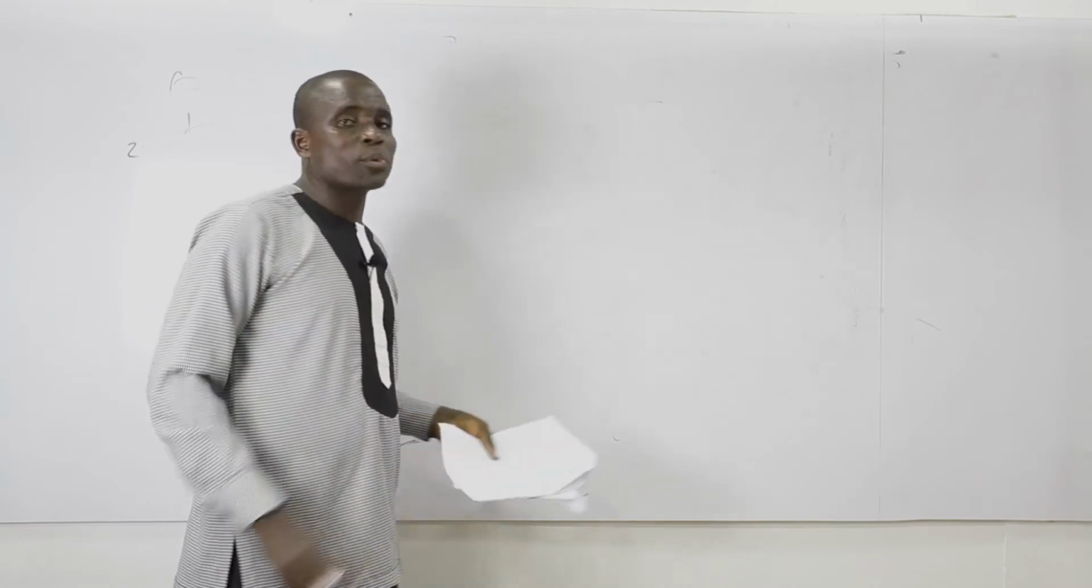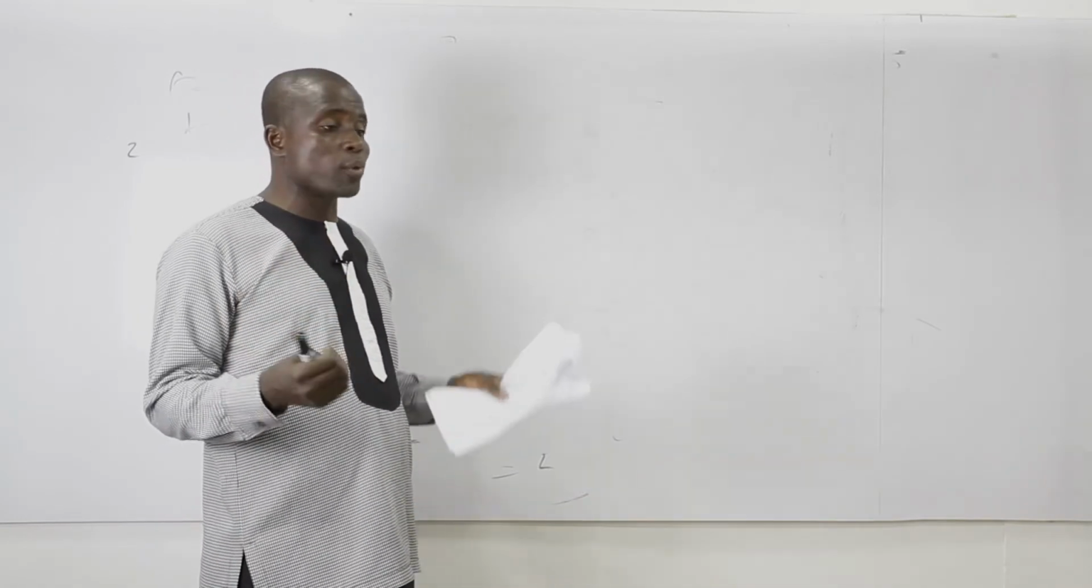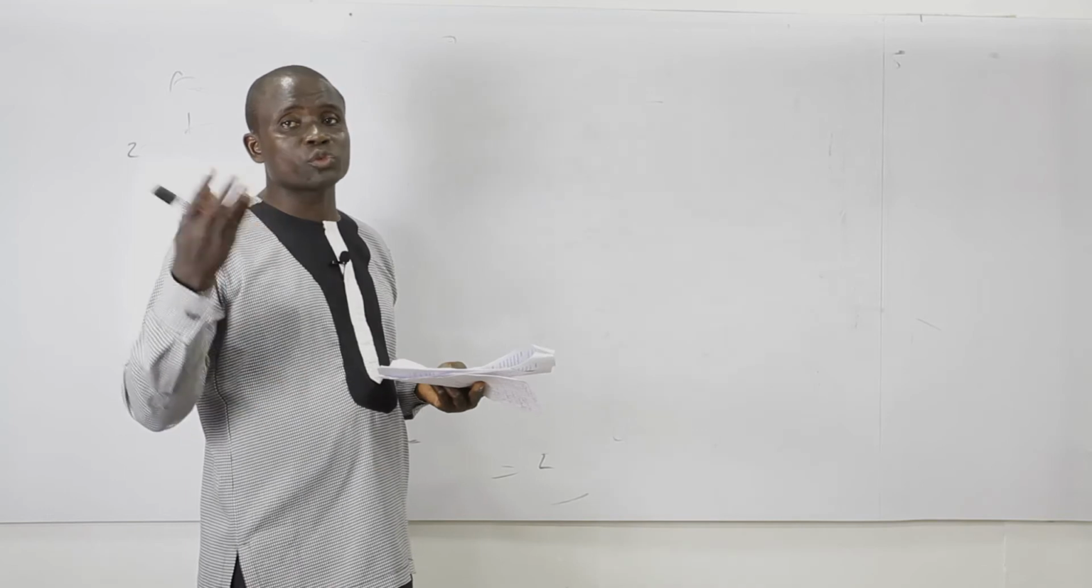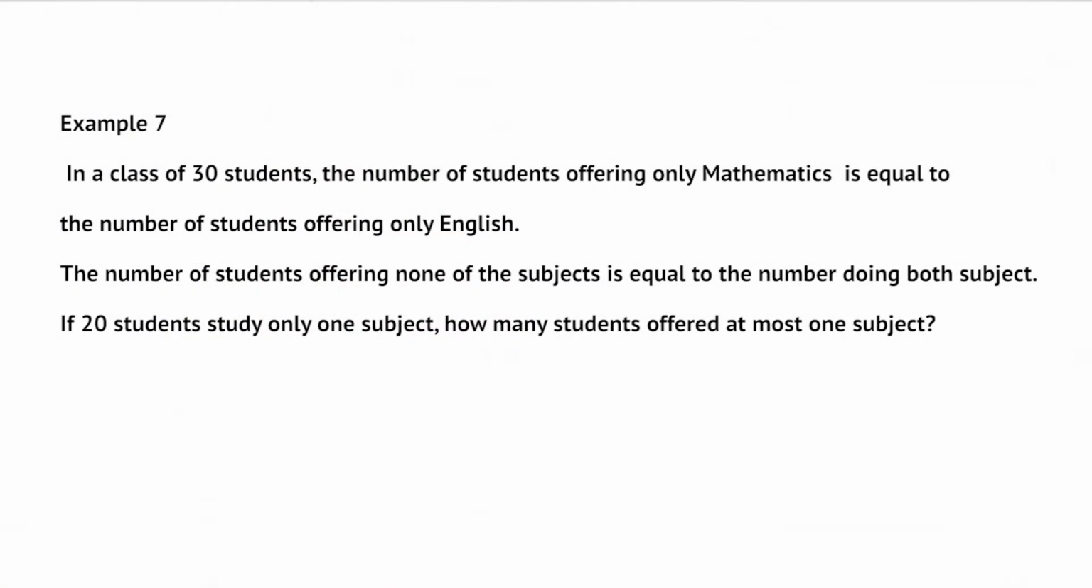Now let's look at example 7. After example 7, example 8 I'll give to you as an assignment. You have to try your hands on it and see how best you're going to solve it. It says, in a class of 30 students, the number of students offering only mathematics is equal to the number of students offering only English language. The number of students offering none of the subjects is equal to the number doing both subjects. If 20 students study only one subject, how many students offered at most one subject?